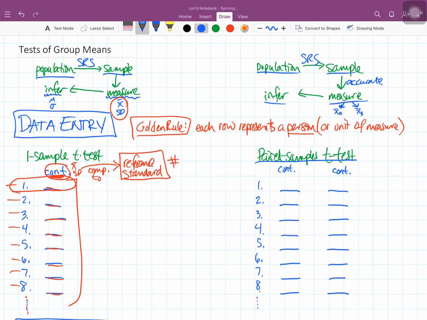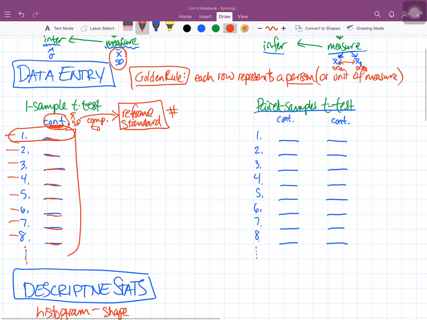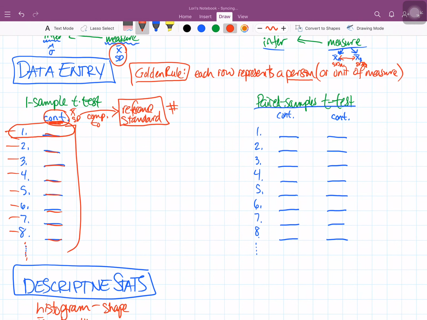And the interesting thing about a paired samples t-test, and this is the key, is that these 2 things within each person are related to each other. Each of those x bars then also has a standard deviation, A and B. And if we were to look at those within each person, this is what it looks like in the data entry part of that. Remember, each person represents a row. So each person is a row in the data set.